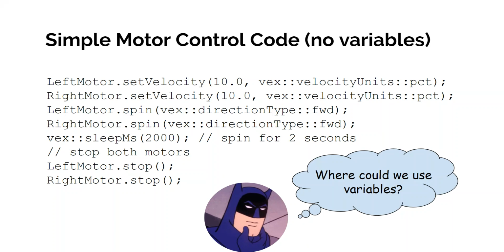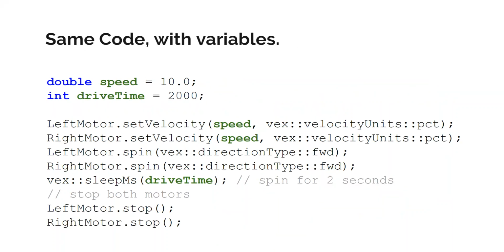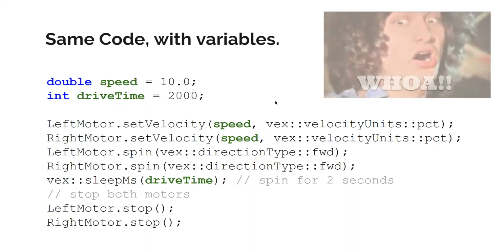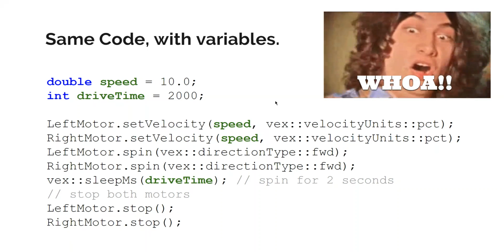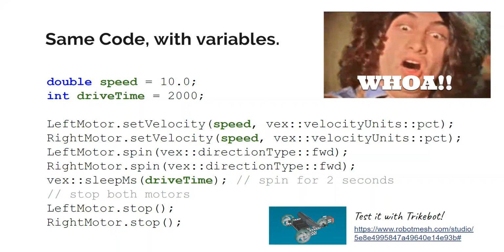So where could we use variables? Well, what we could do is create a value called speed and another value called drive time and pass those values in to our code. And then we only need to change it up in the top, and we don't need to change it inside of this more complicated part. I just can change it up here. Let's look at an example.